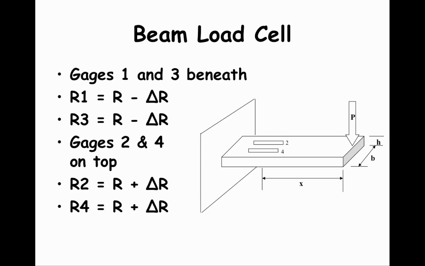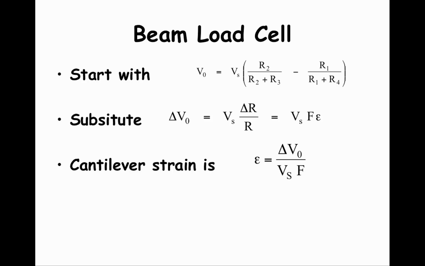This slide shows how a cantilever beam load cell is built using 4 active arms. Strain gauges 1 and 3 are mounted on the bottom, and strain gauges 2 and 4 are mounted on the top. The process is the same, and the result is the same equation that we get for a full bridge Wheatstone circuit.